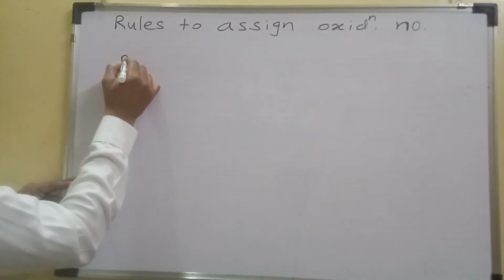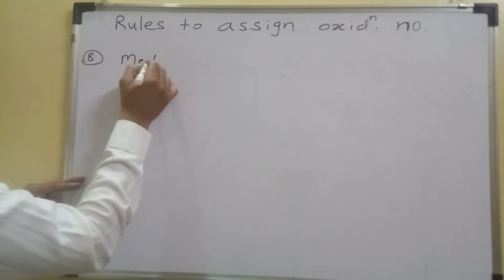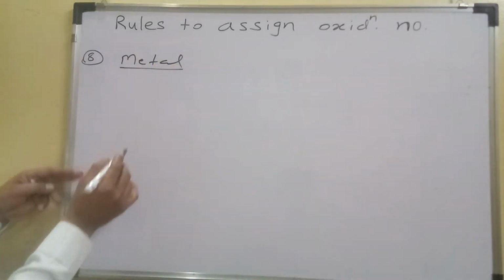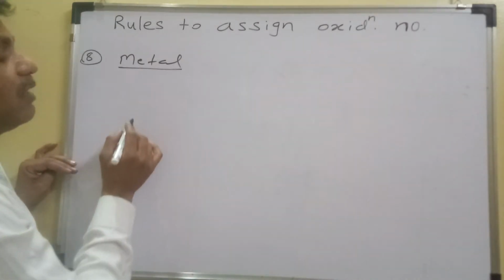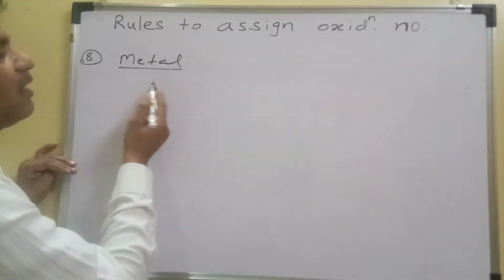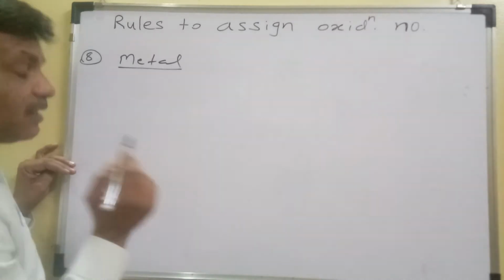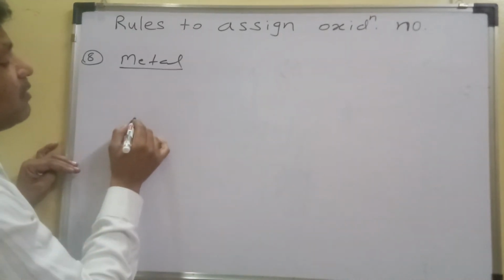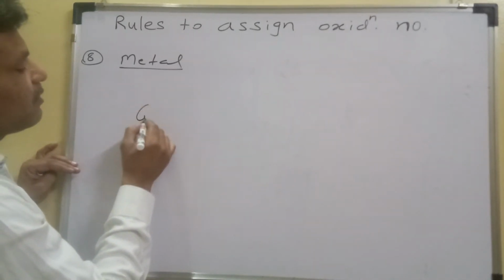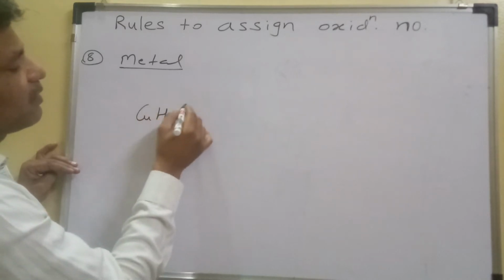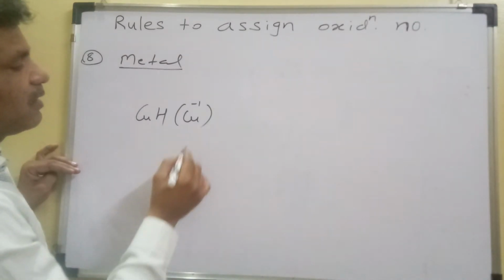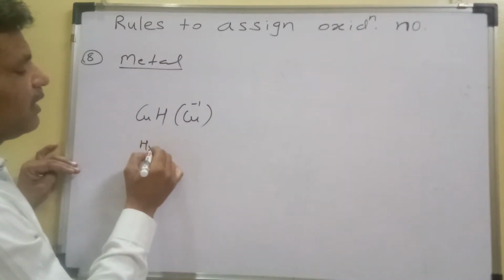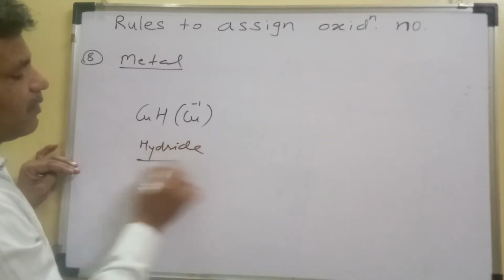Now the different metals. Metal always has a plus charge, plus oxidation number, but in some cases the metal has a minus oxidation state. Example, some metal hydride like HCu, in which this copper carries minus 1 charge. This is a metal hydride.